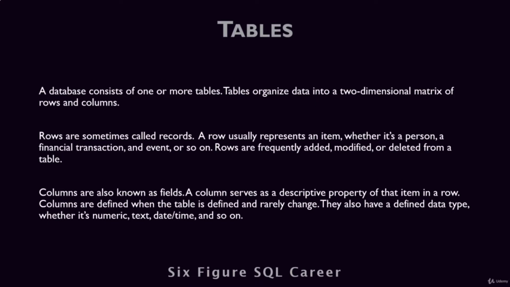Columns are also known as fields. A column serves as a descriptive property of the item in the row. Columns are defined when the table is defined, and they rarely change. They also have a defined data type, whether it's a numeric, text, date-time data type, and so on.